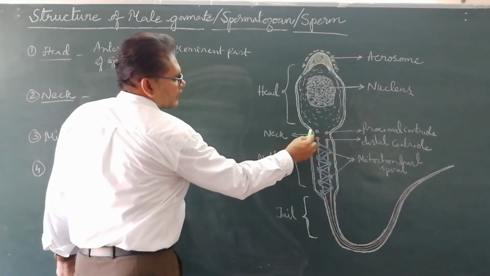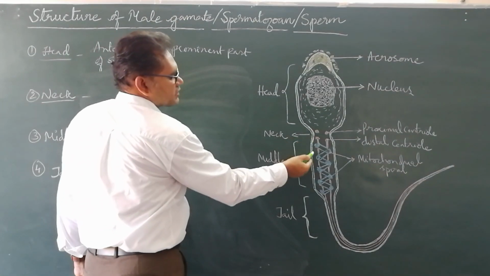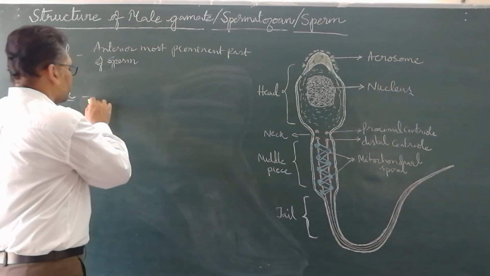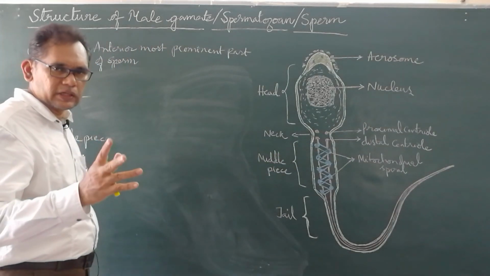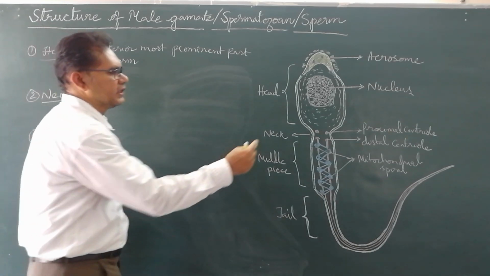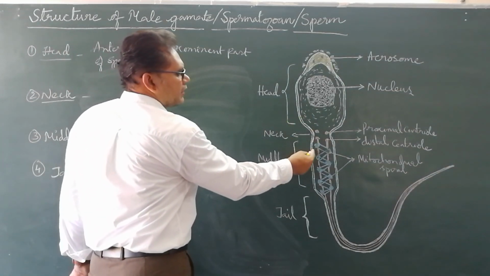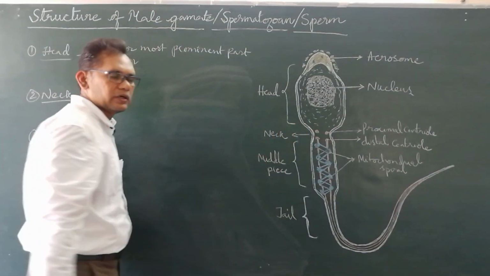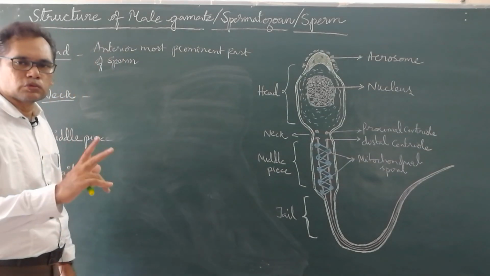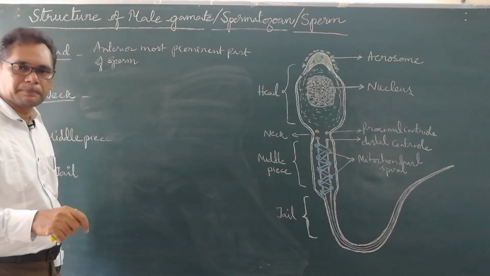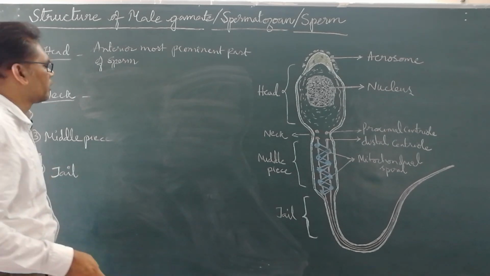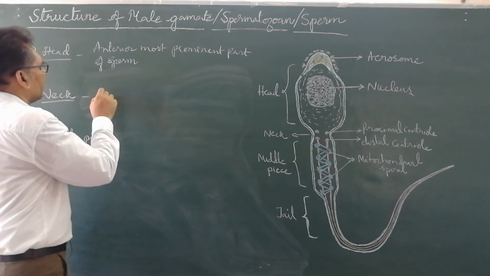Now this part is the neck, which is connected to the middle piece. This neck is indistinct, not clear. It is connected from the head to the middle piece, this part. This neck has two pairs of centrioles.